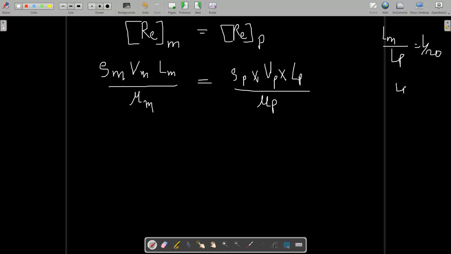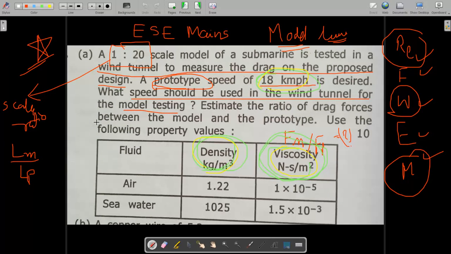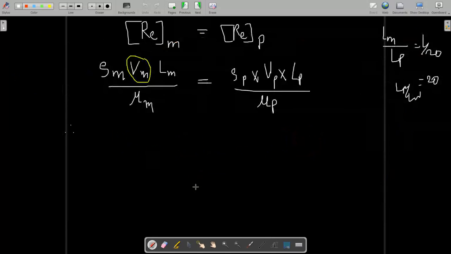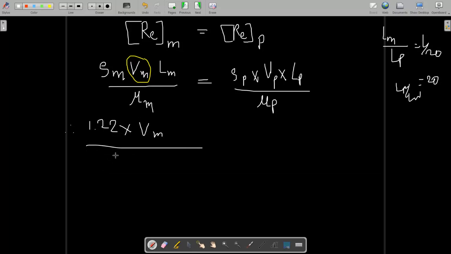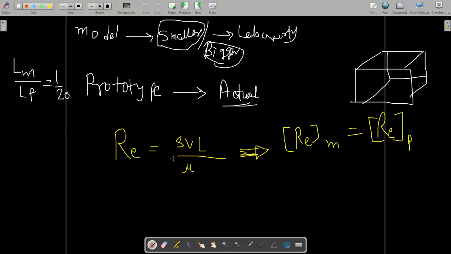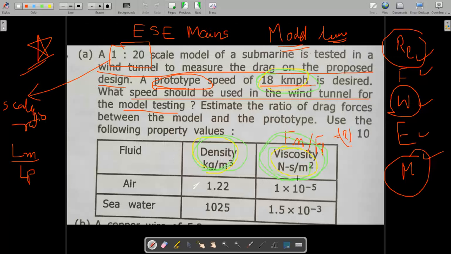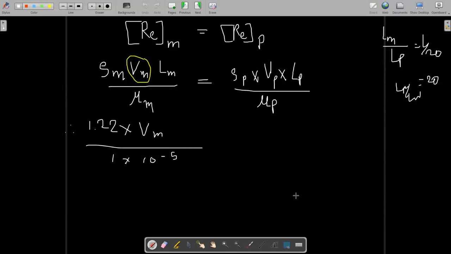So what is the reverse ratio? Lp by Lm, that is 20. We have to find this Vm, velocity of model. Now model is in wind tunnel, so we have to take density of air, which is given as 1.22 here. So 1.22. Velocity we have to find. Viscosity of air is given as 1 into 10 raised to minus 5. And always see whether it is in SI unit or not. Yes, it is in SI unit, so nothing to worry about it.